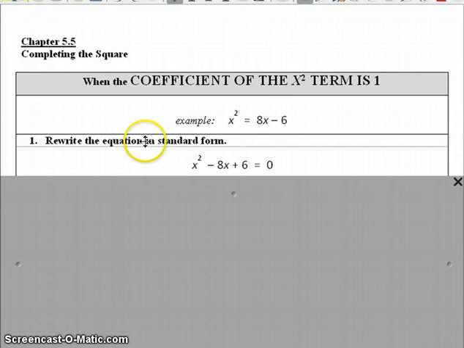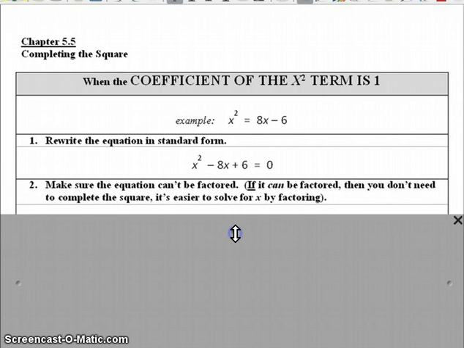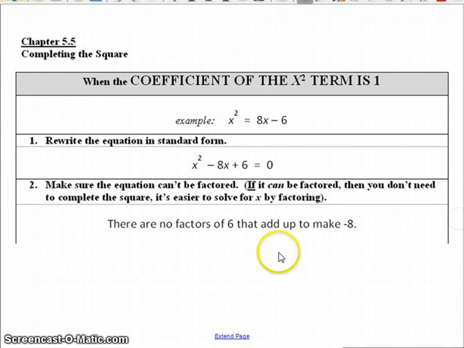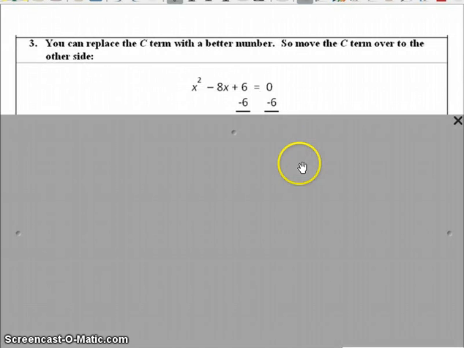Step one, as I say, is to rewrite the equation you have in standard form if it's not already in standard form. So this one's not. I move everything together and I put it squared term first, x term second, and constant term third. Now I've got a standard form equation. Okay? Step two is to make sure it can't be factored. If it can, like I said here, don't waste your time with completing the square. There are faster ways. Well, there are not any factors, trust me, of 6 that add up to make negative 8. So that's not going to work. So I'm going to keep this equation here, x squared minus 8x plus 6.